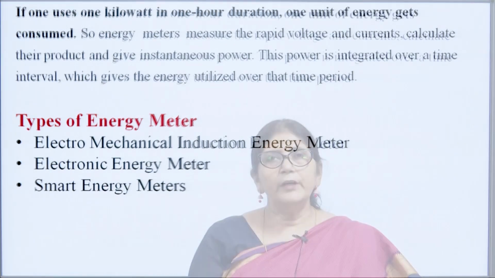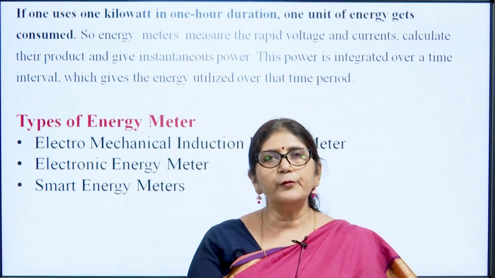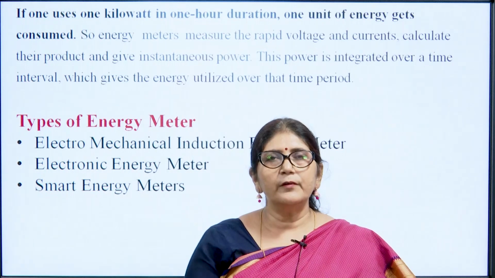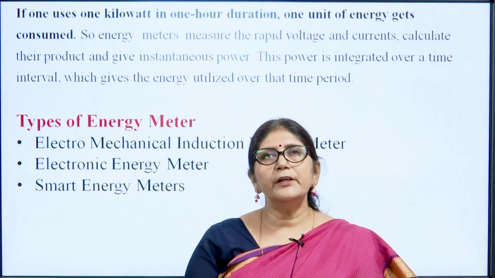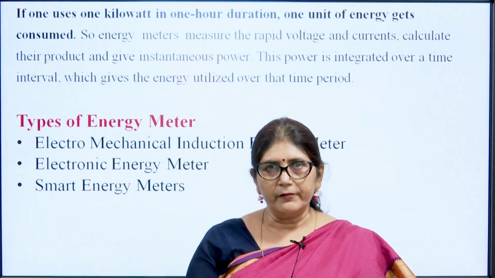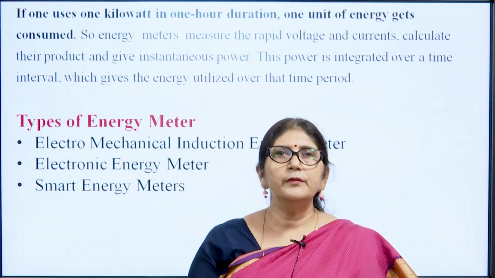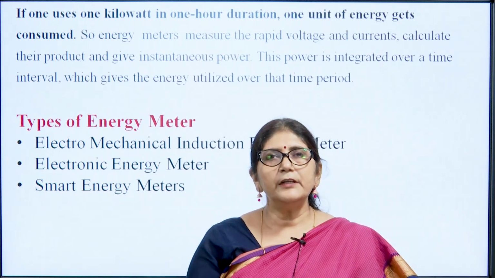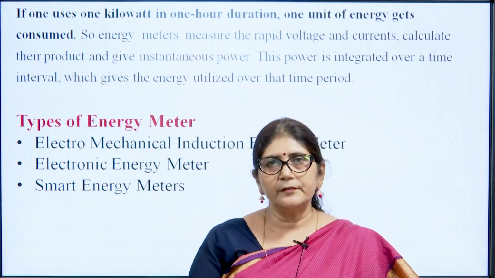Suppose we place a bulb of 1 kilowatt and it burns for 1 hour, then it is said that 1 unit is consumed. So, 1 unit means 1 kilowatt-hour. 1 kilowatt of energy consumed in 1 hour is defined as 1 unit, and different utility companies charge according to the units consumed by the customers.